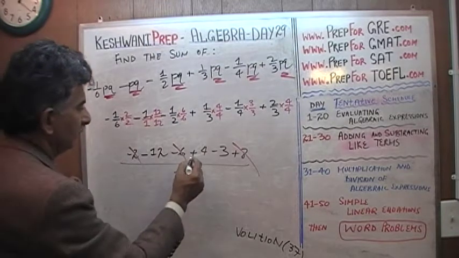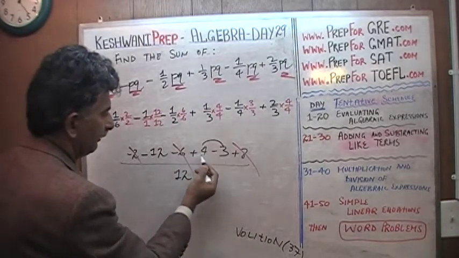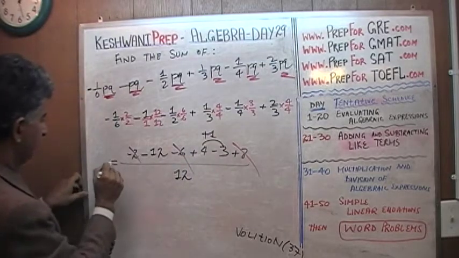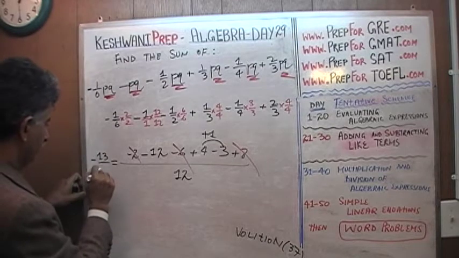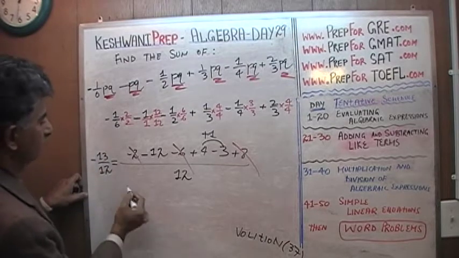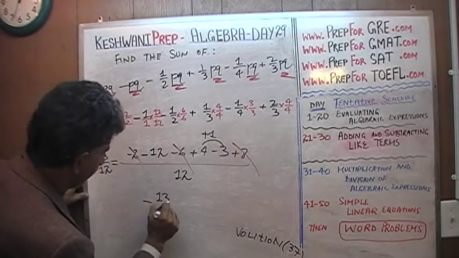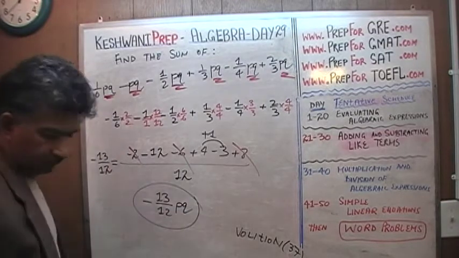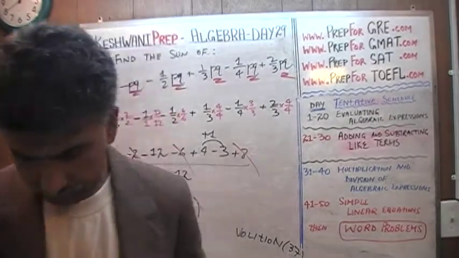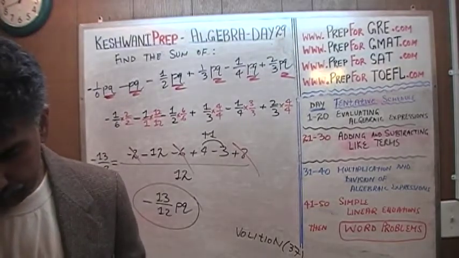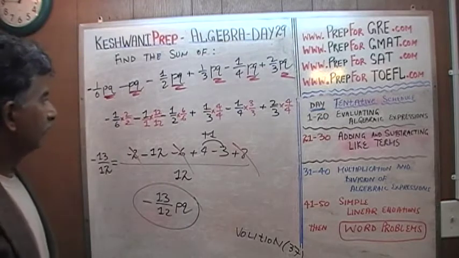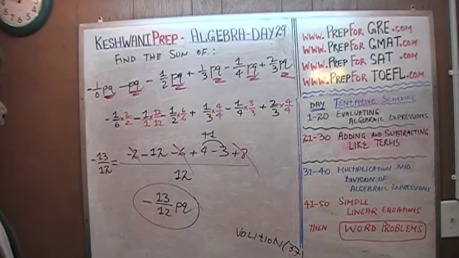And then I see positive 4 and negative 3. Positive 4 and negative 3 is positive 1. Positive 1 and a negative 12 is negative 13 over 12. That's your answer. So the answer is negative 13 over 12 p times q. Voila. There is the answer. Negative 13 over 12 pq. And hopefully I did not make any mistake.